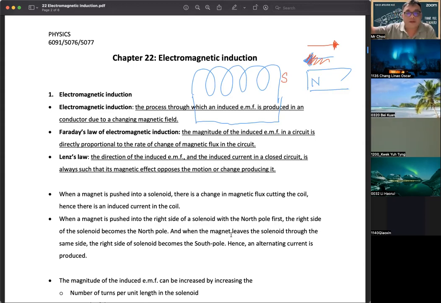Then when the magnet leaves the solenoid, leaving is like going away from each other. It's like repelling. So what's the opposite of repelling? It's attraction. When it's moving away like this, the opposite reaction will be to attract. So to attract, it will become an unlike pole. Are you all clear about this? If you understand this, give me a yes reaction. Last week I did not mention this at all.